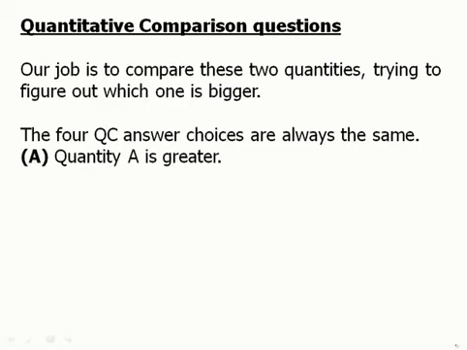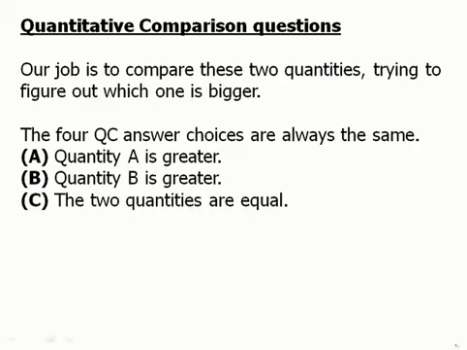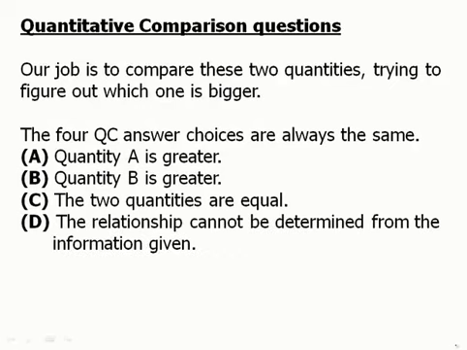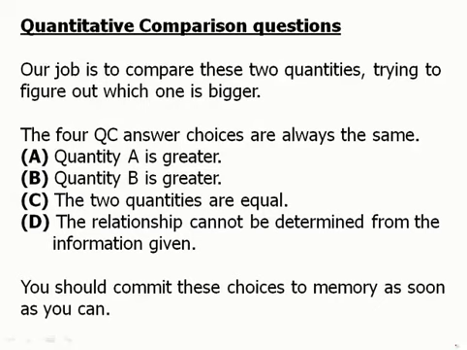Answer choice A means quantity A is greater. Answer choice B means quantity B is greater. Answer choice C means the 2 quantities are equal. Answer choice D means the relationship cannot be determined from the information given. So the first thing I'll say about these answer choices is you should commit them to memory as soon as possible. Many people actually find them intuitive. In other words, you pick A when A is greater, you pick B when B is greater. When you see that they're equal, you pick C, and when you don't know, you pick D.